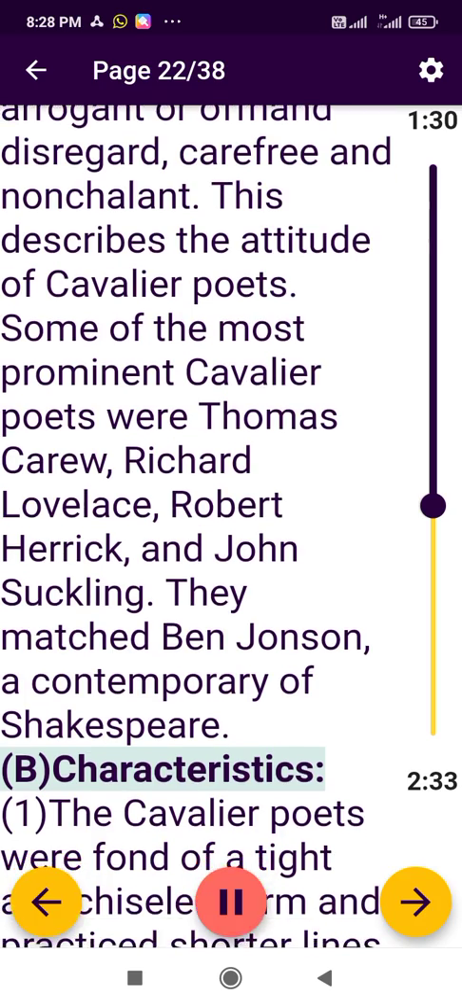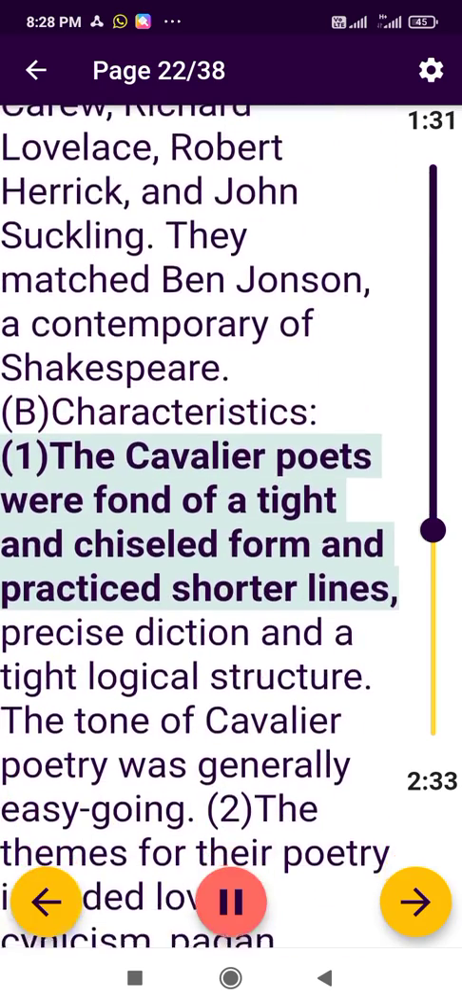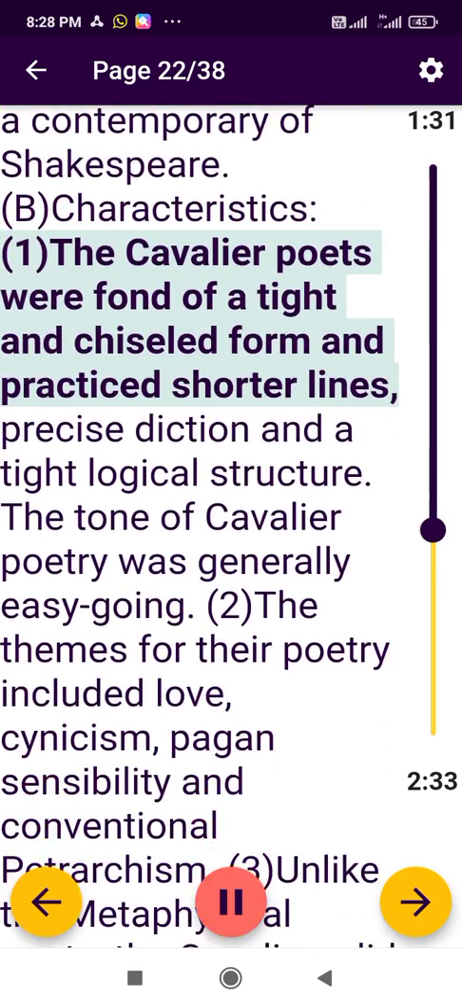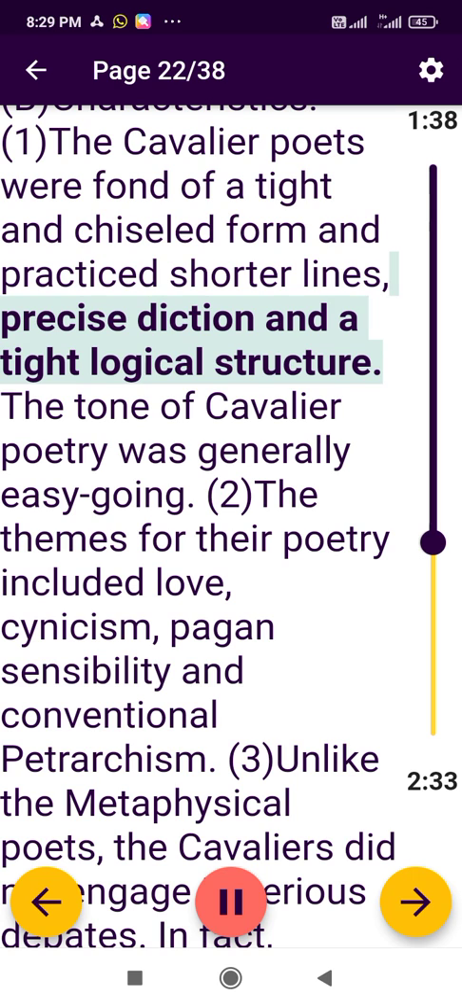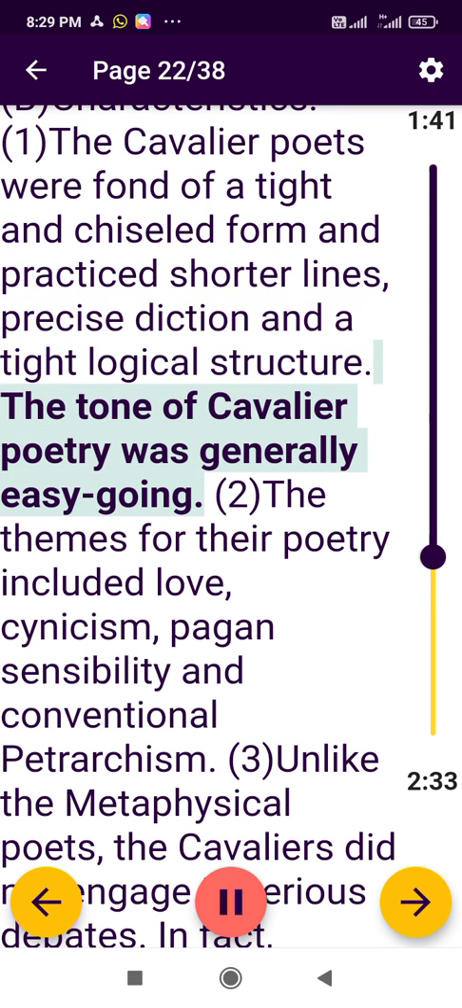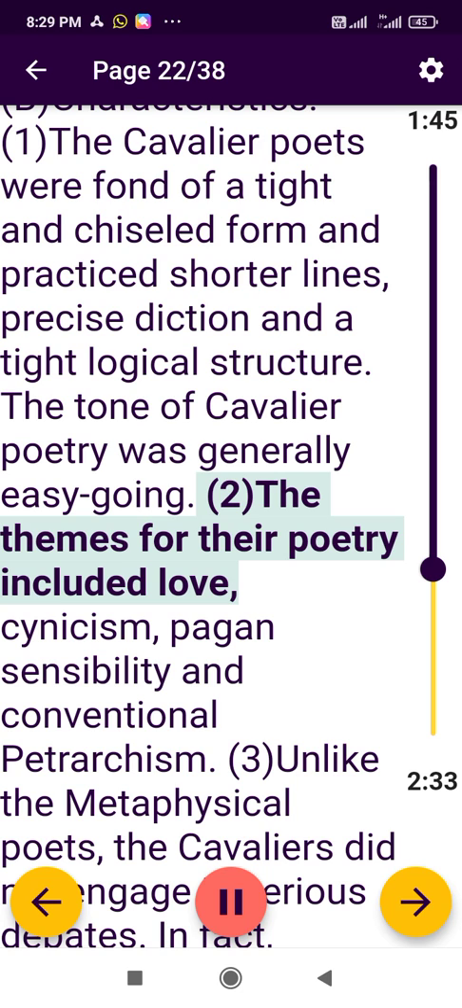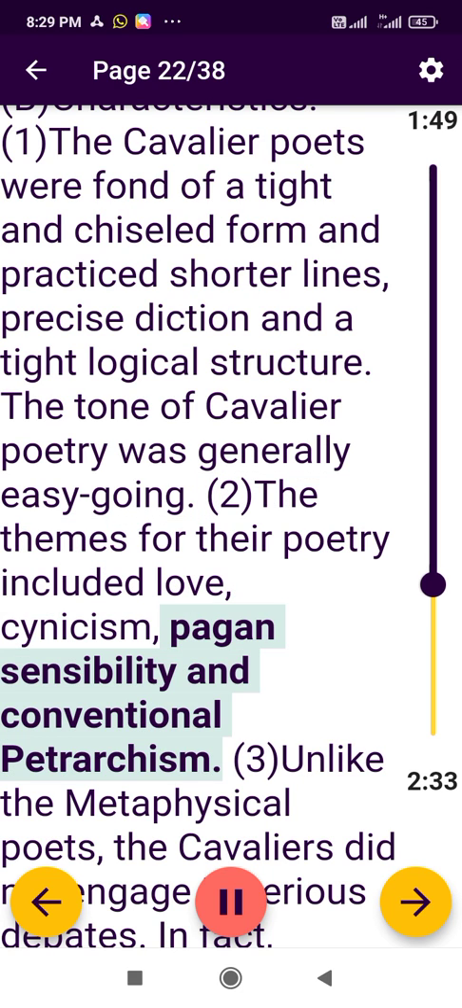B. Characteristics. 1. The cavalier poets were fond of a tight and chiseled form, and practiced shorter lines, precise diction, and a tight logical structure. The tone of cavalier poetry was generally easygoing. 2. The themes for their poetry included love, cynicism, pagan sensibility, and conventional patriotism.